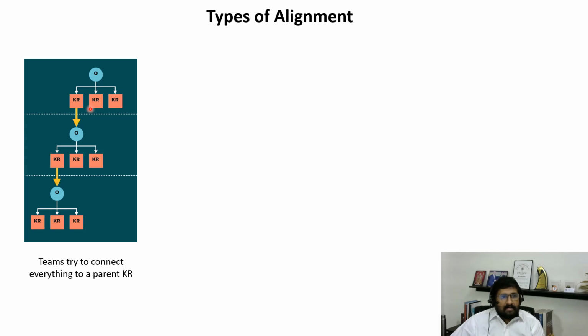So what exactly is happening here is teams are trying to connect everything to a parent KR. So this is the parent KR. All the KRs are connected to this parent KR. Everybody is trying to tie it to this. This is called the cascading effect of OKRs.